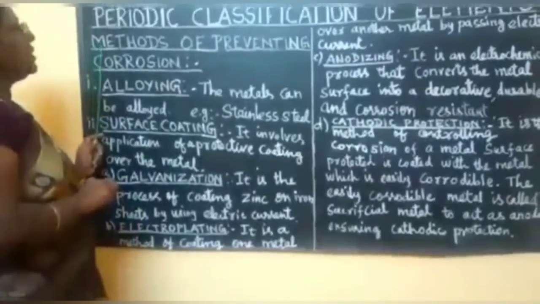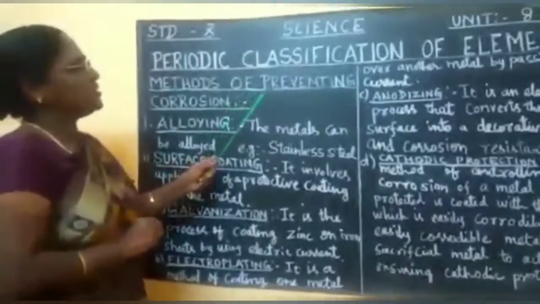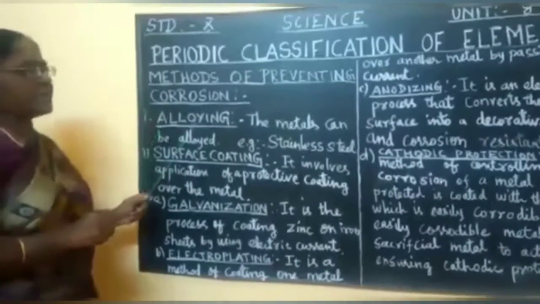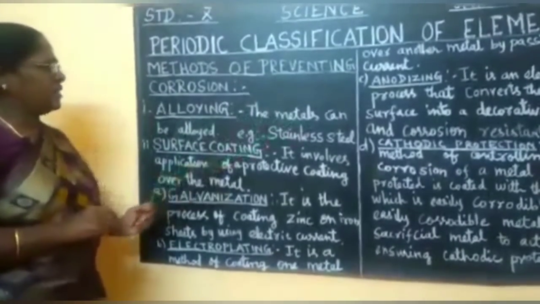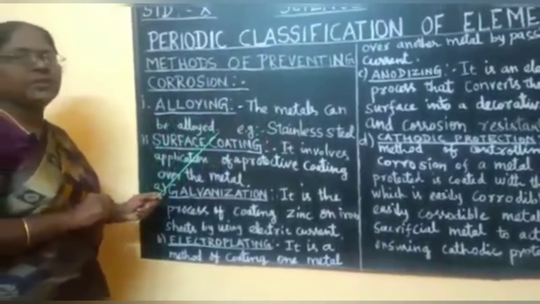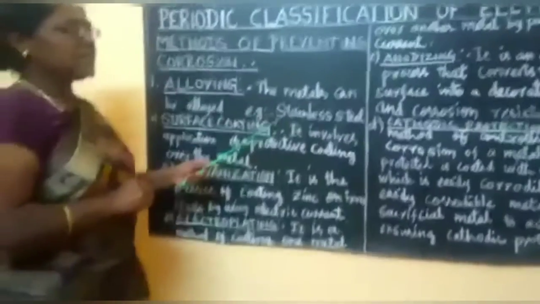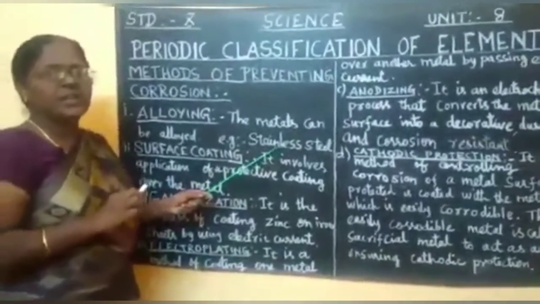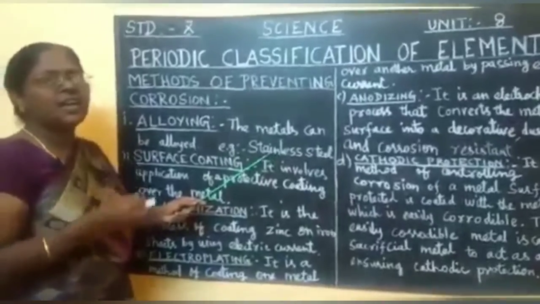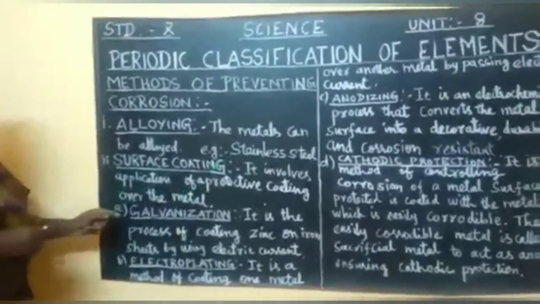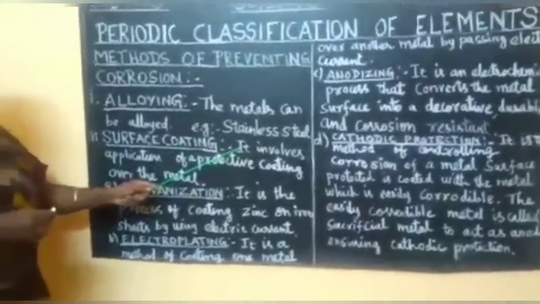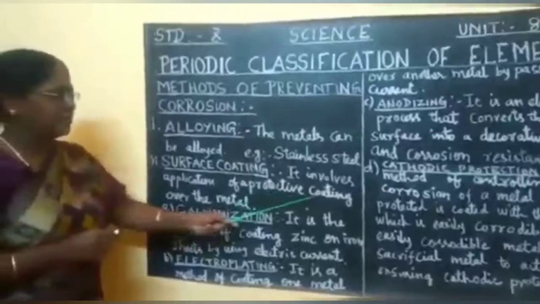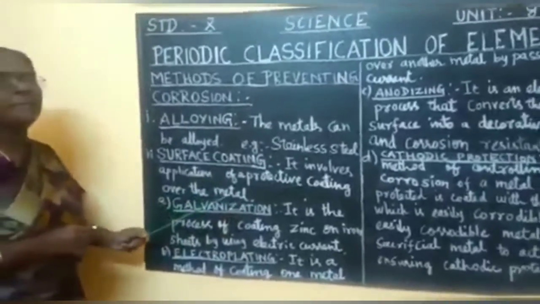Next one, we are going to see about methods of preventing corrosion. First method is alloying. The metals can be alloyed to prevent corrosion. Example, stainless steel. This stainless steel is a combination of iron, carbon, nickel and chromium. Surface coating involves application of a protective coating over the metal.